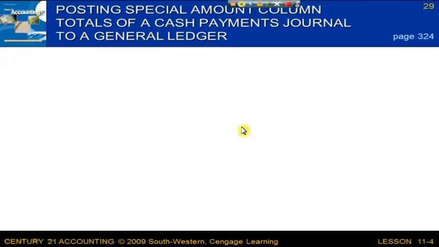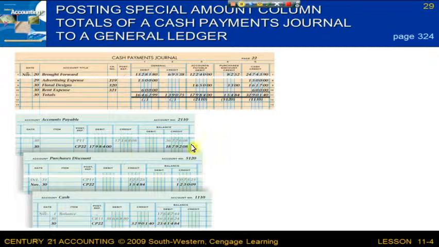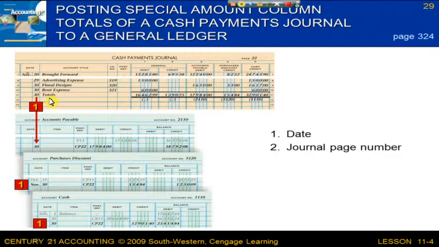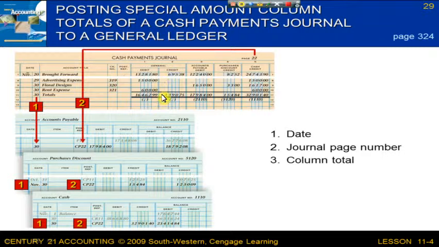Okay, now we're going to post the special amount column totals of the cash payments journal. Cash payments is money we have spent. So same thing as before. We're going to write the date, the last day of the month. Where did the information come from? It comes from CP22, so that's going to go in the post reference. For this one, we're not doing the general debit and credit totals because we did everything individually. So these numbers do not go anywhere else. So we put a check mark here to show that we don't have to do anything with those.